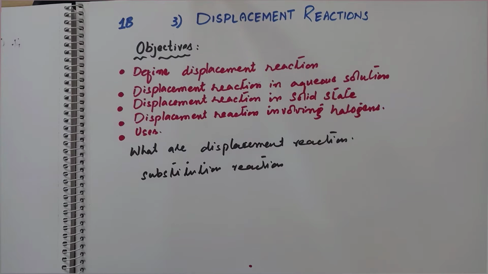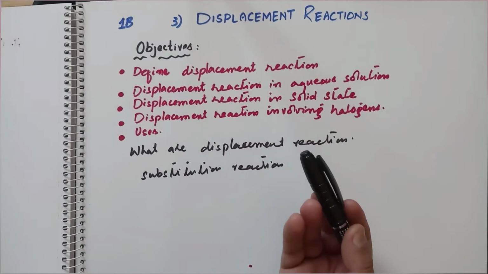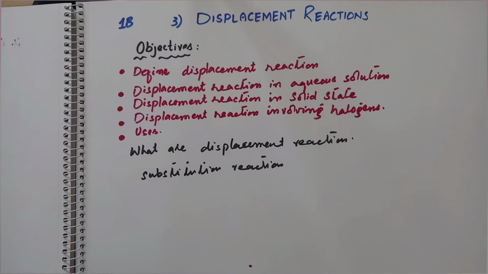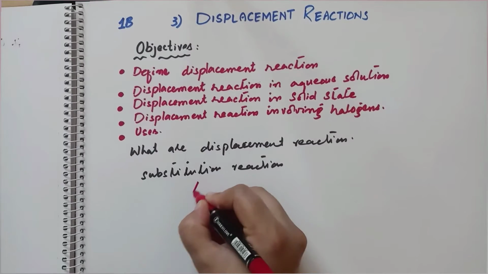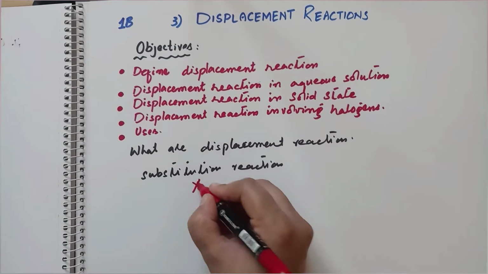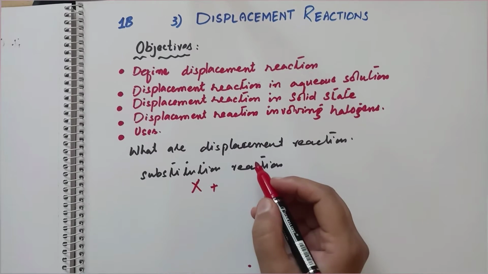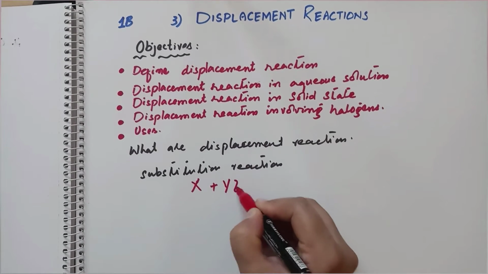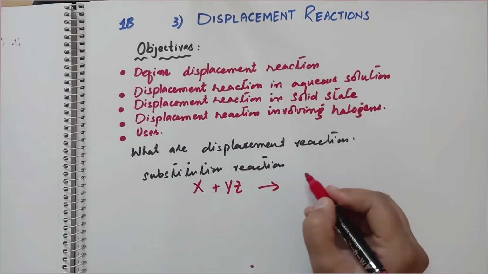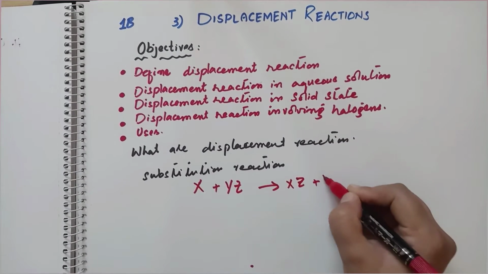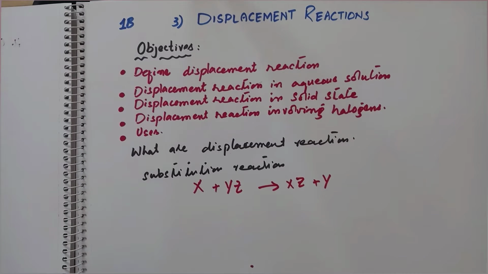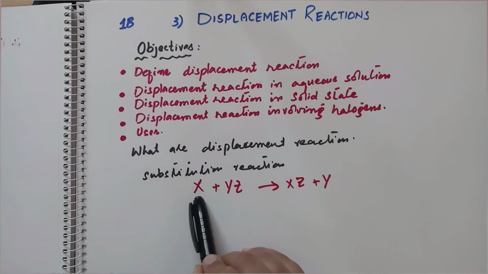Is it clear? And this point should be clearly noted that only a metal can replace a metal and a non-metal can replace a non-metal. So to understand this displacement reaction, we consider a general reaction. Let's suppose an X atom or molecule or element combines with a compound like YZ, and it gives the new compound XZ and Y.